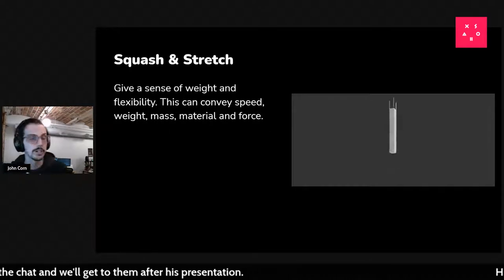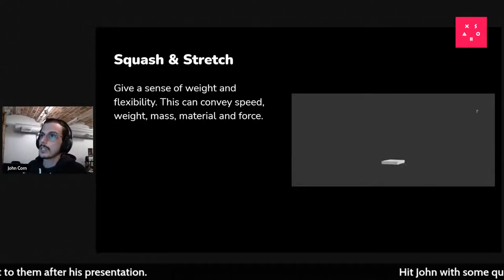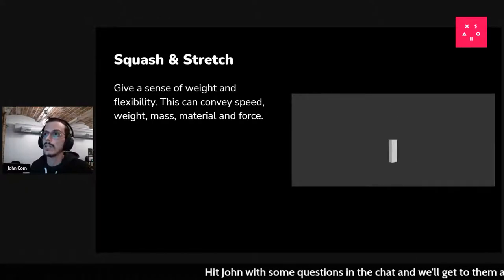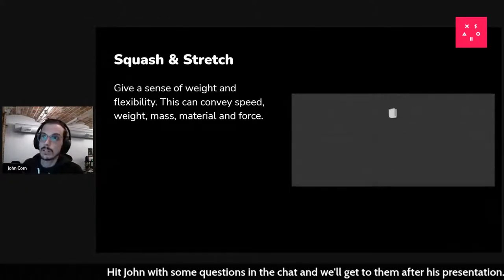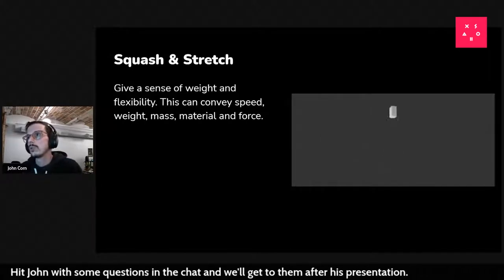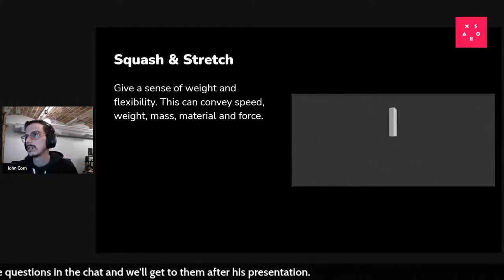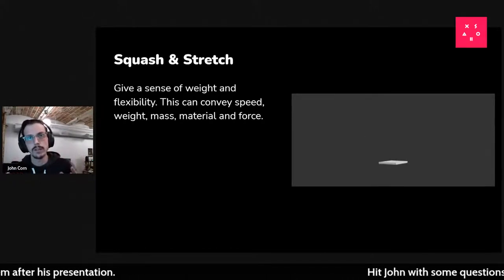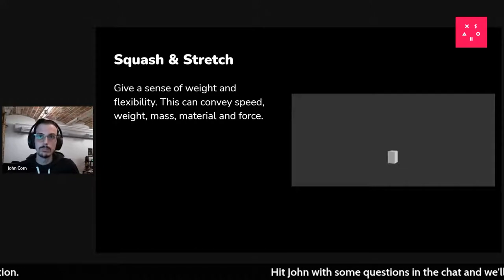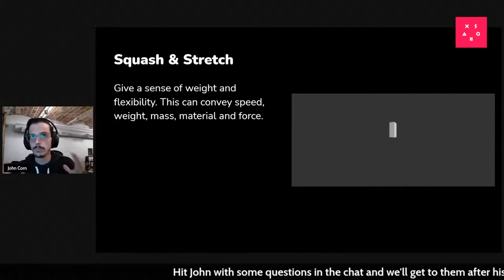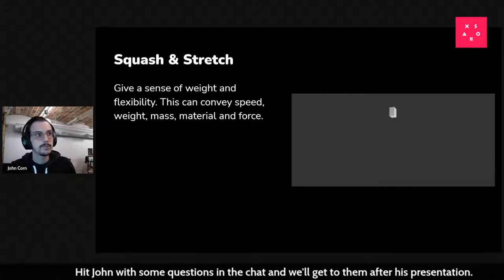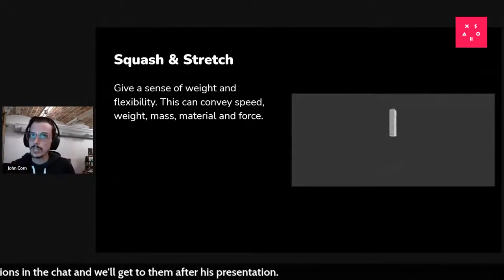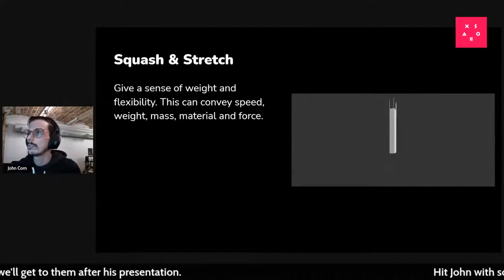First up, we have squash and stretch. Squash and stretch gives a sense of weight and flexibility that can convey speed, weight, mass, material, and even force, right? The way that it does this is by how much it actually moves. If you have a bowling ball and you drop it in real life, a bowling ball is not going to squish at all, right? Versus a dodgeball or something that's really going to squash. We want to exaggerate these things, and we're going to talk about that in a few slides.